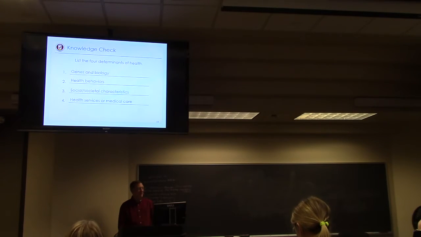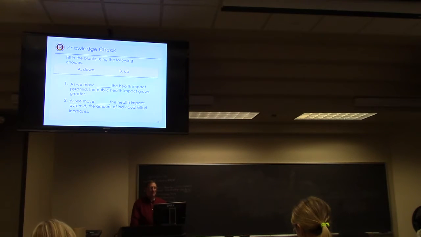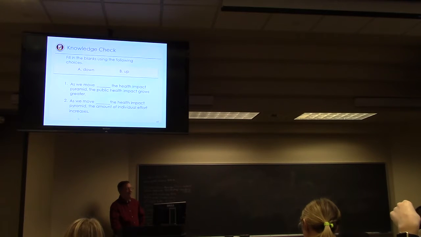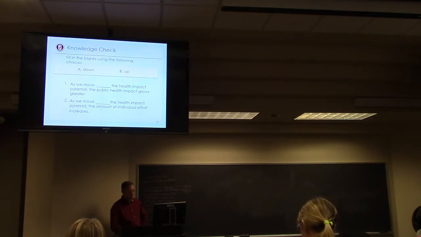Okay. Four determinants of health. There it is: genes and biology, health behavior, social and societal characteristics, and health services or medical care. As you move up or down the health impact pyramid, the public health impact grows greater. It should be down as you go down the pyramid. And as you move up from the bottom, individual effort increases.